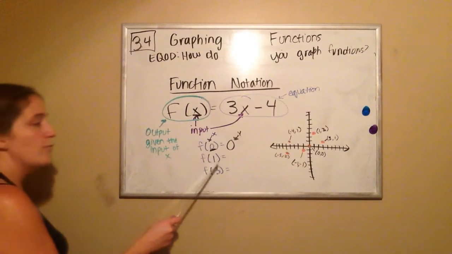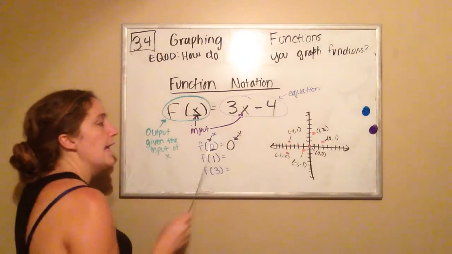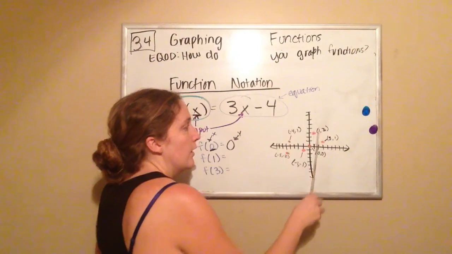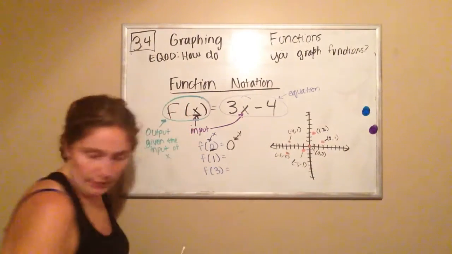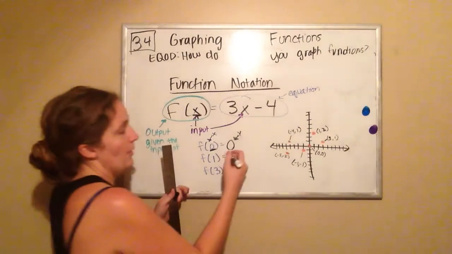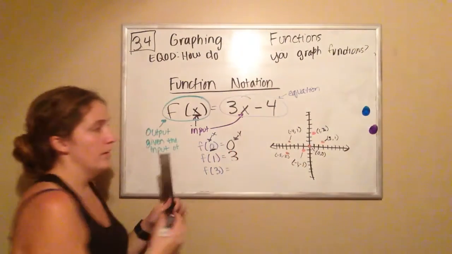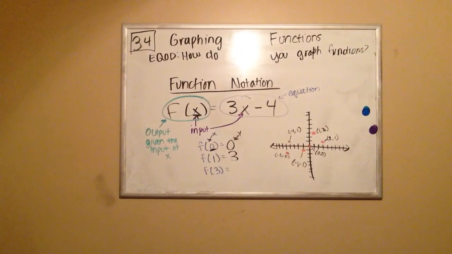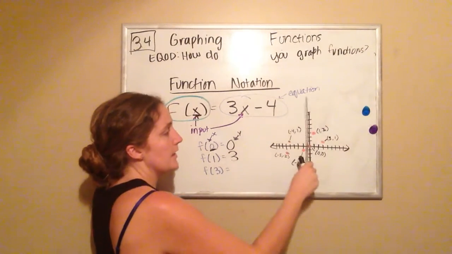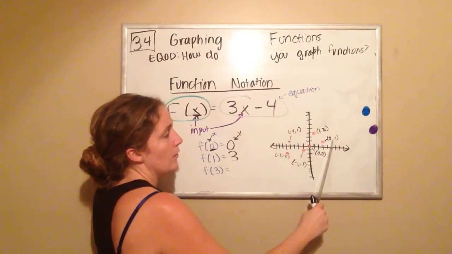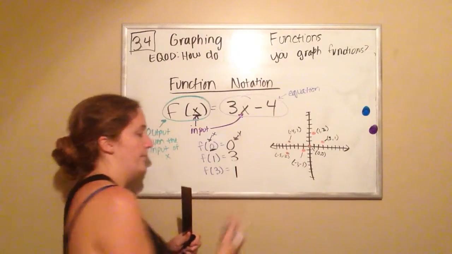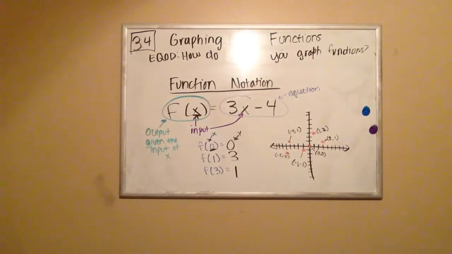Alright, next one. F of 1 is saying, alright, at my x-axis of 1, what's my y value? Okay, so when I have an input of 1, my y value is 3. Alright, and last one, f of 3. So for my x of 3, what's my y value? My y value is 1. So f of 3 is 1.